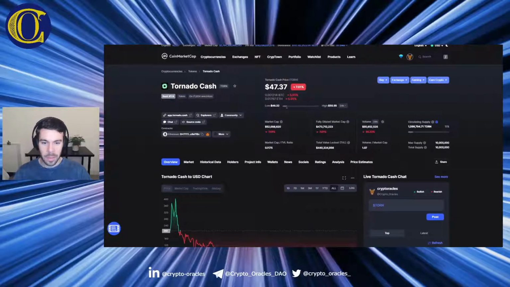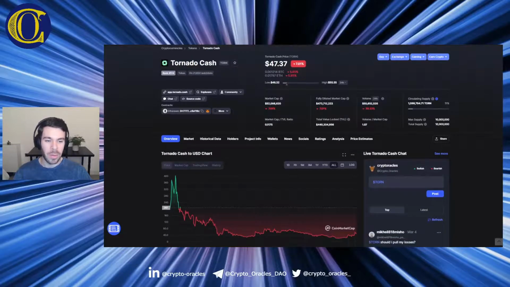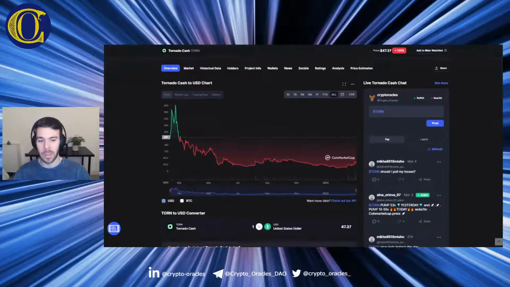Fully diluted market cap is 473 million, and the actual current market cap is 52 million. So it's pretty much 1 to 10, which doesn't give me too much confidence. I usually like to look at projects that have a fully diluted market cap as close as possible to the current market cap. Here only 10% of the tokens are in circulation, which of course can put a lot of sell pressure on the price.